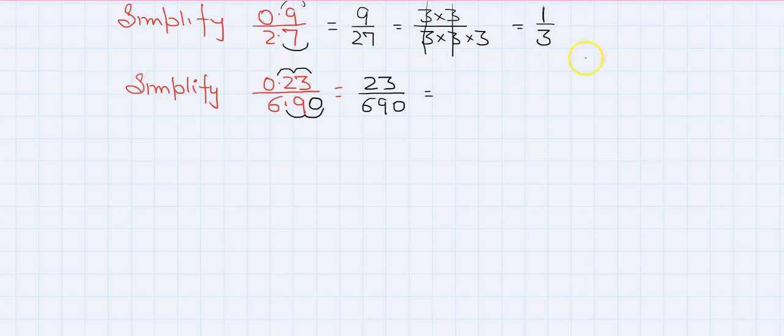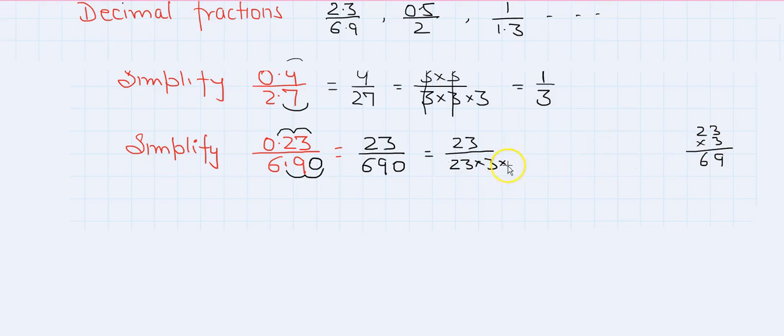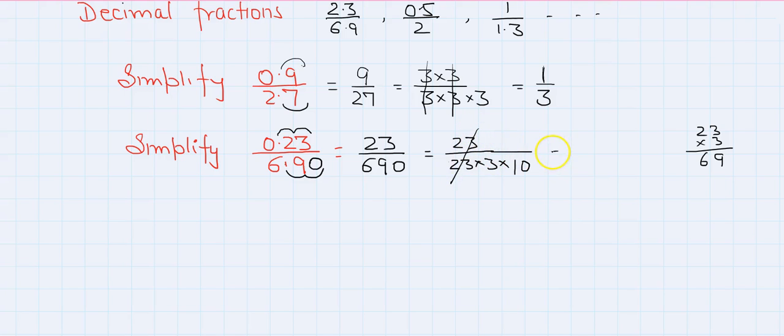And now it can be simplified. 23 over 690 can be written as 23 over 69 multiplied by 10, that is 23 multiplied by 3, multiplied by 10. We are not seeing any other factor, so we just multiplied by 10. We see 23 is a common factor, so we can write it as 1 over 30.